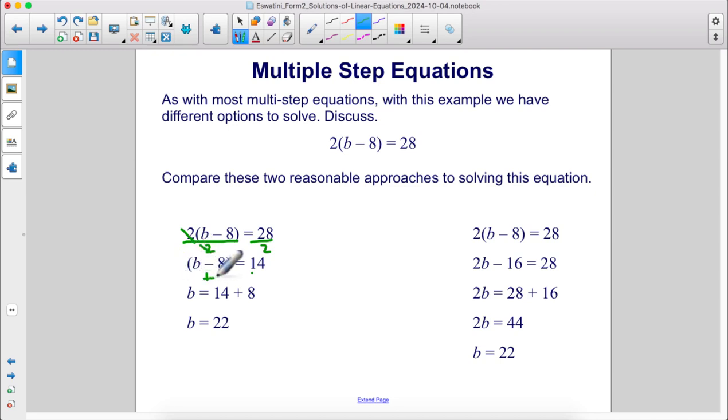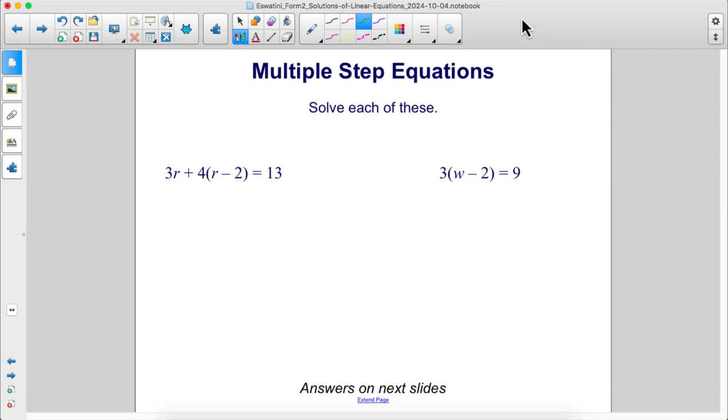So then we add 8 to both sides, and we just get b equals 22. Here, we distributed first, so we get 2b minus 16, 2 times b minus 2 times 8. Then we add 16 to both sides, then we divide by 2. So you get the same answer, but this took a little bit more work. I would say this approach on the left is better.